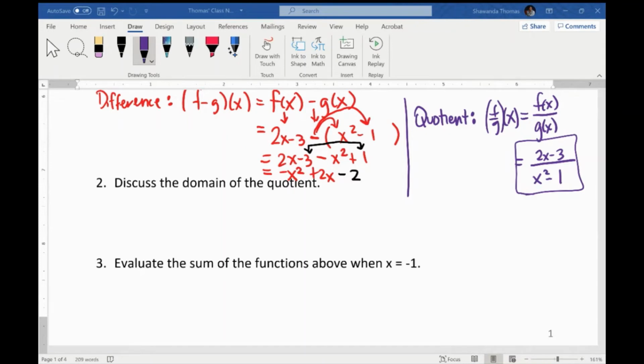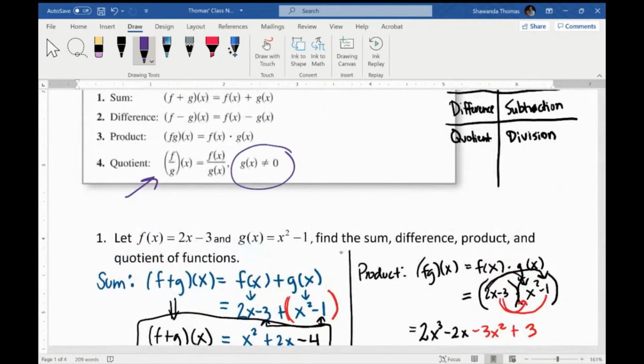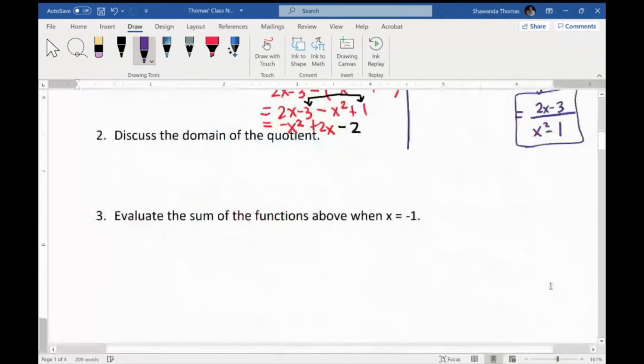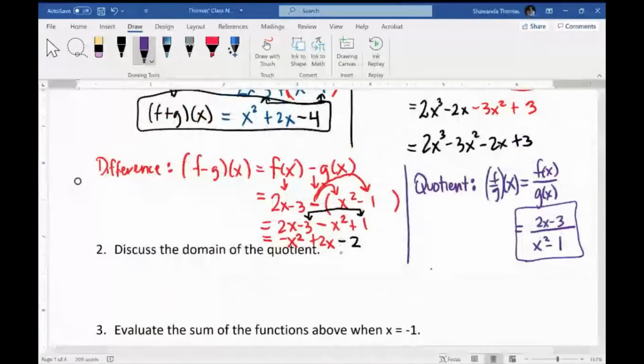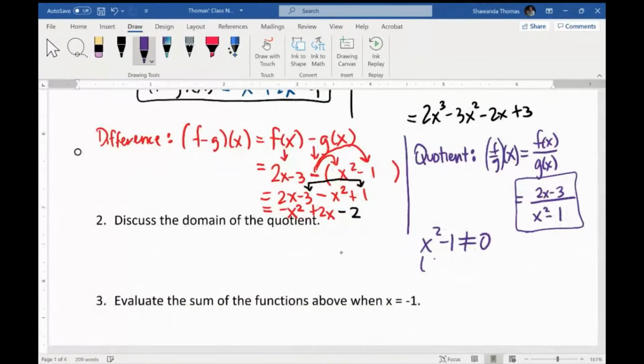We're cool with the numerator, y'all. We just talked about it. We don't want the denominator to equal 0. So we don't want x squared minus 1 to equal 0. Now we just factored it: x plus 1 times x minus 1.